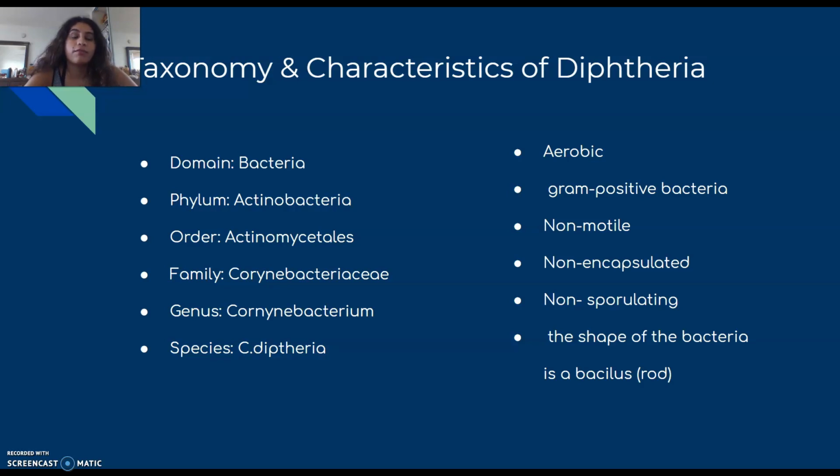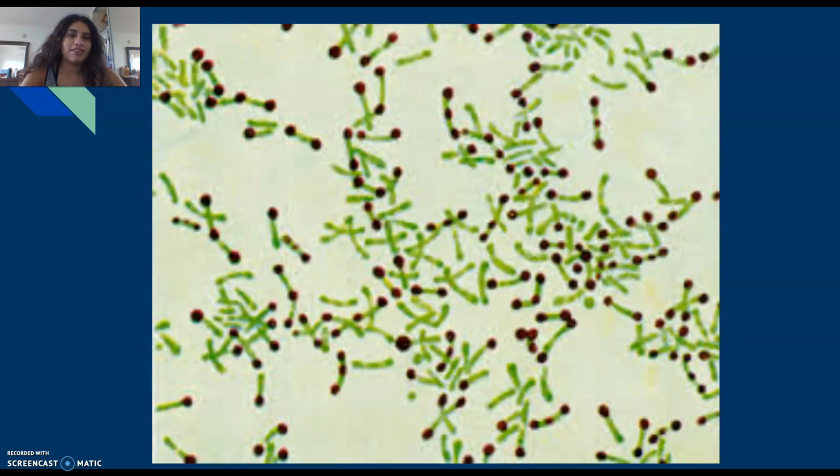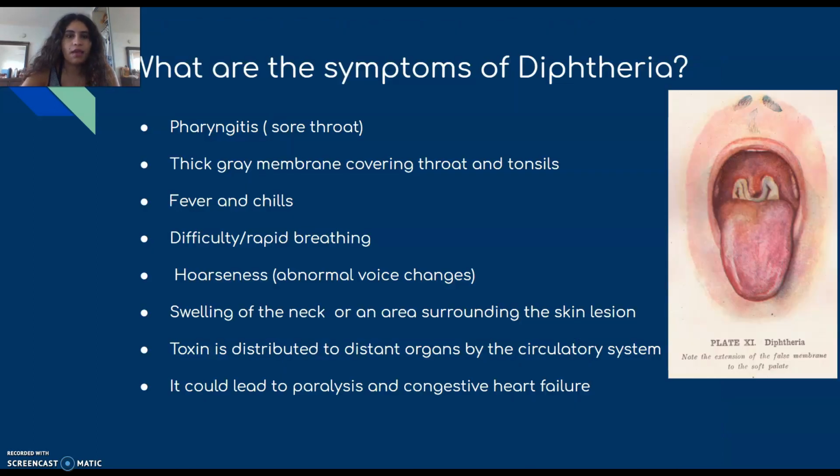It's a gram-positive bacteria. It is non-motile, non-encapsulated, non-sporulating, and the shape of the bacteria is a rod, as you saw in the previous picture, but I'll show you again what that looks like. Here you can see they kind of look like little rods all over the place. So that's just a sample of the bacteria.